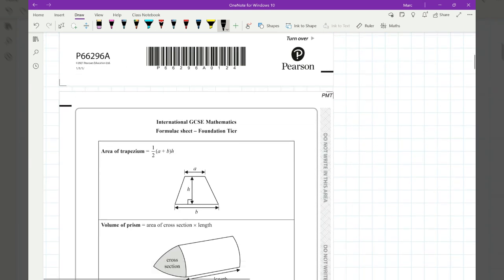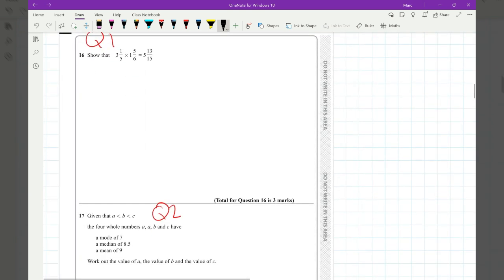Okay, calculator paper, we're looking at question one. As we scroll down, you'll see this says question 16, meaning it's question 16 on the foundation, but question one on the higher. I think I'm definitely going to take two videos for each of these papers, but let's see how we go. So this is an important question, show that.